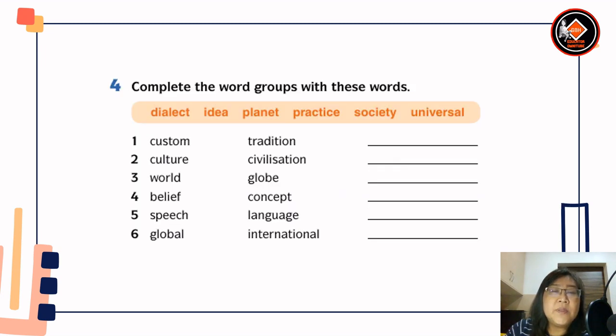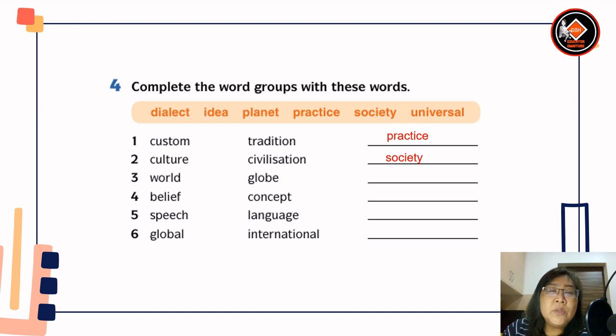For exercise 4, complete the word groups with these words. So you have dialect, idea, planet, practice, society, and universal. Here you have number 1, custom, tradition, culture, civilization, world, globe, belief, concept, speech, language, global, and international. So let's look at the first one. Practice. So practice is in the same word group. So you have custom, tradition, and practice. Or about number 2, culture, civilization, and society.